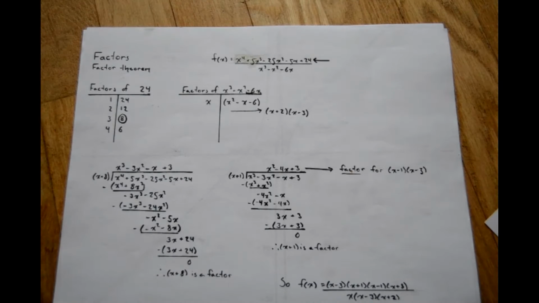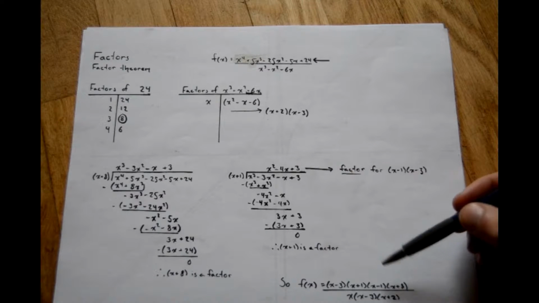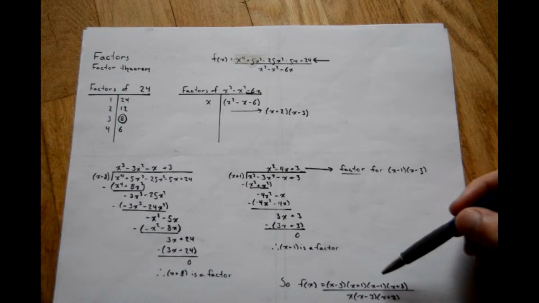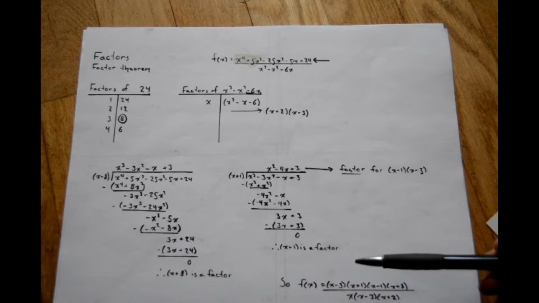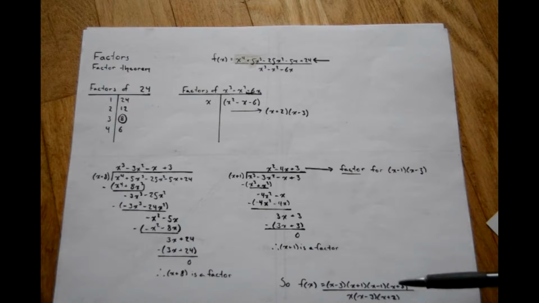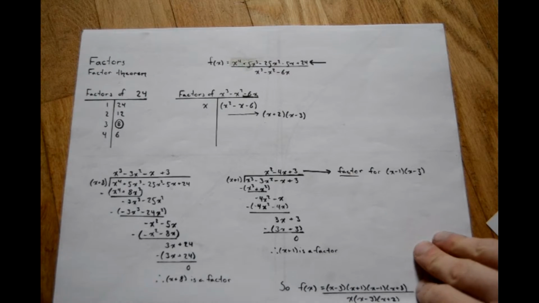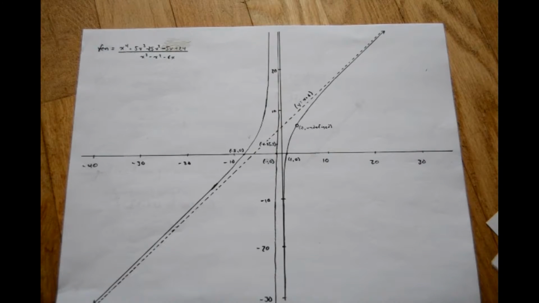Great. So now we can look at our final rational function with everything in factors, and we have x minus 3 times x plus 1 times x minus 1 times x plus 8, all over x times x plus 3 times x plus 2. That is a much nicer equation to work with, and these factors that we see right here will give us the properties we'll look at on the next slide, which is a graph.